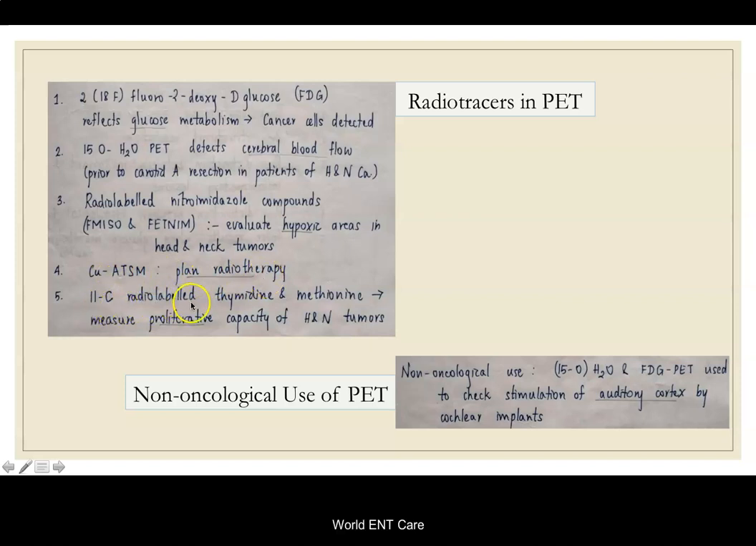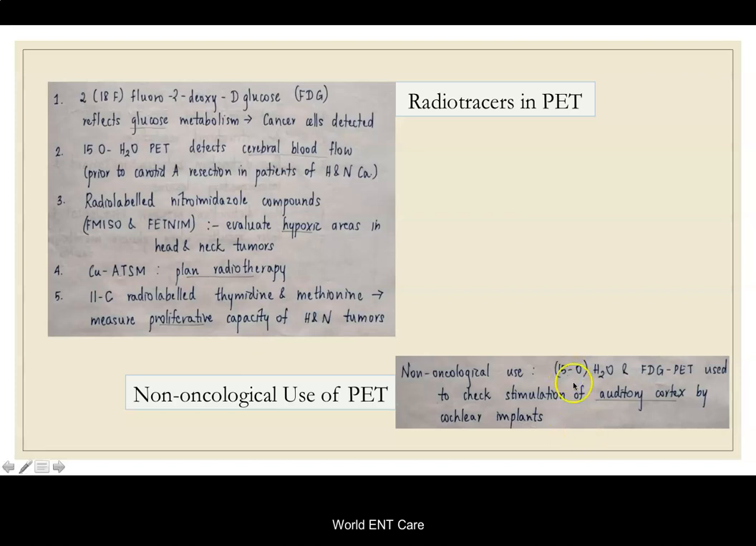You can use 11-carbon radio-labeled thymidine and methionine to measure proliferative activity in head and neck tumors. So we have discussed 5 radiotracers: FDG for glucose metabolism and detecting cancer cells, 15OH2O for detection of cerebral blood flow prior to carotid artery resection in patients with head and neck cancer, fMISO and fetnim, nitroimidazole compounds that evaluate hypoxic areas in head and neck tumors, copper ATSM to plan radiotherapy, and 11-carbon radio-labeled thymidine and methionine to measure proliferation in head and neck tumors. There is a non-oncological use of PET scan.